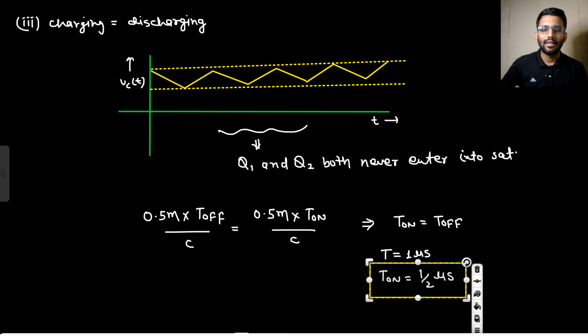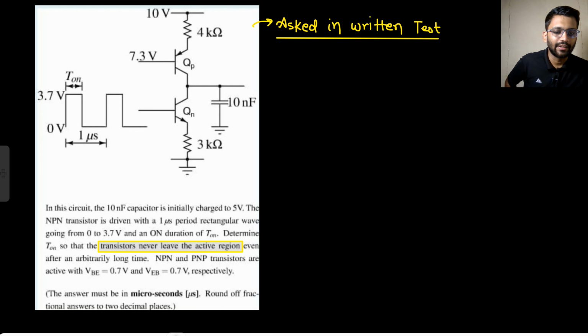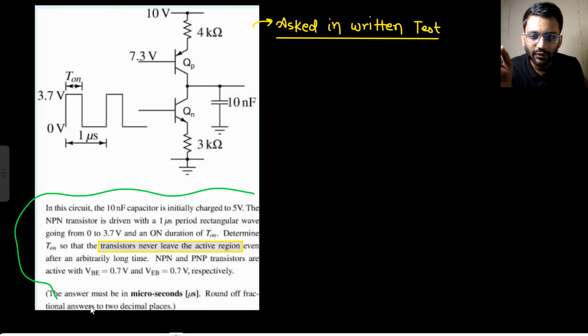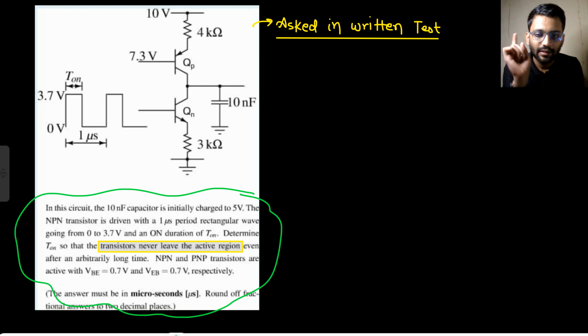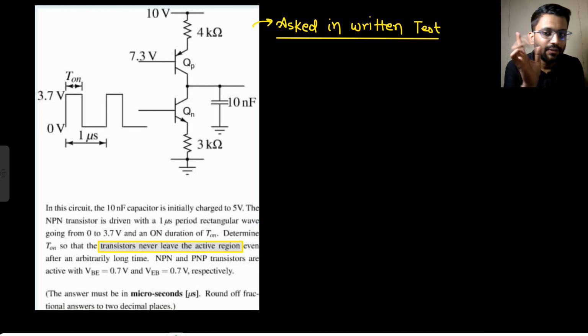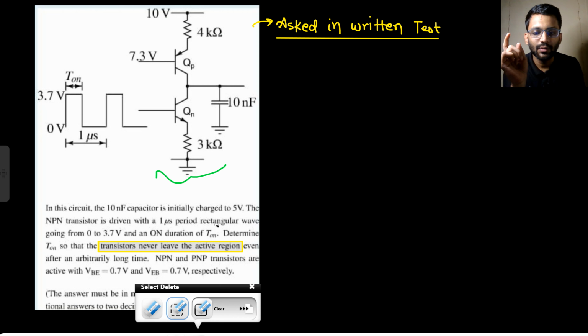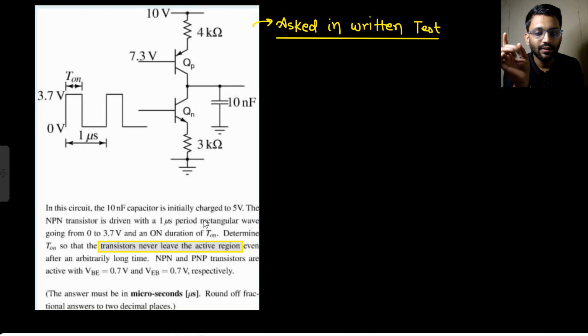Okay. Now we will do one interesting thing. Now what I want to do is that I don't want to change the theory of this question. I want to keep the theory of the question as it is. The transistor never leaves the active region. So what changes should I do in the circuit? I don't want to change the theory. So what changes should I do in the circuit?